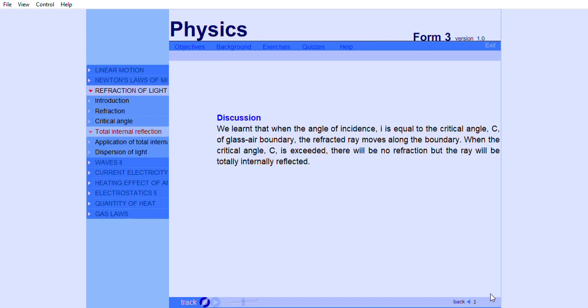We learned that when the angle of incidence, i, is equal to the critical angle, C, of the glass-air boundary, the refracted ray moves along the boundary. When the critical angle C is exceeded, there will be no refraction, but the ray will be totally internally reflected.